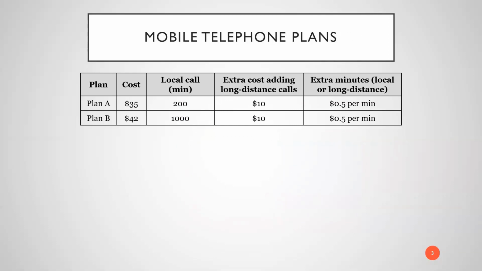So let's review the mobile telephone plans problem. It's from, as I mentioned, your textbook. Imagine you are willing to get a plan for your cell phone. You have narrowed down the plans from the available ones to just two of them. Let's name them as Plan A and Plan B.